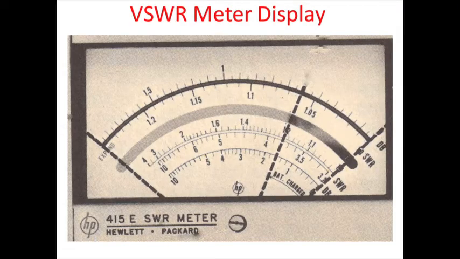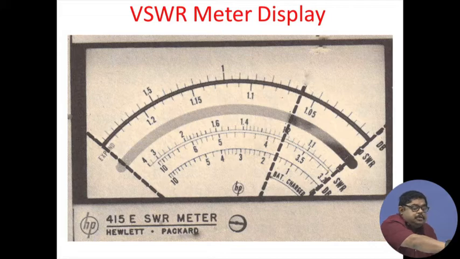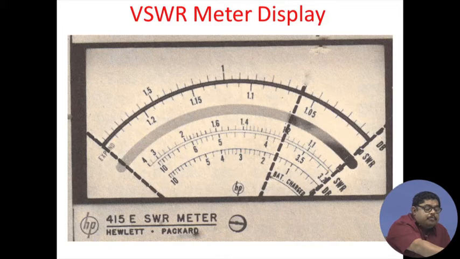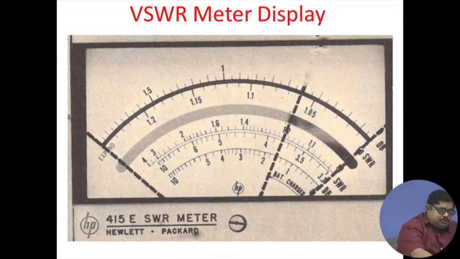So the scale is 1 to infinity, but they do not give the whole scale at one go. The topmost one is 1 to 1.2 or 1.3, something like that. Then if you have more VSWR, you switch over to 1 to 4. If you have more, you can switch over to up to 10, etc. More than 10 we generally do not measure, though theoretically it can go up to infinity, because there is no point; the circuit is useless if it has so much mismatch.